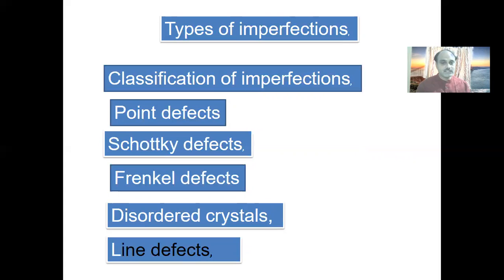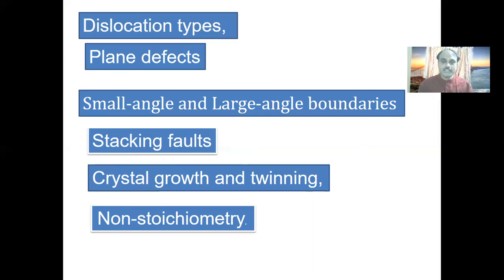It may be because of the original character of the arrangement of the atoms, or it may originate from the impurities present in the solids. And disordered crystals, line defects, these are all different types of imperfections. Dislocation types, plane defects, small angle and large angle boundaries, stacking faults, crystal growth and twinning, and non-stoichiometry. These are all the things you will be studying under the imperfections of a solid.